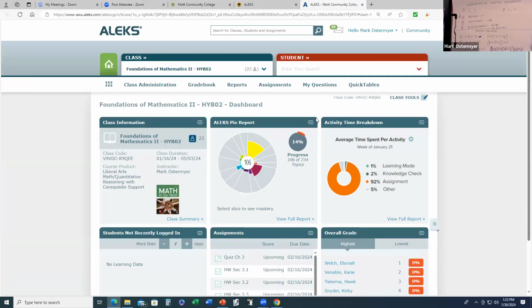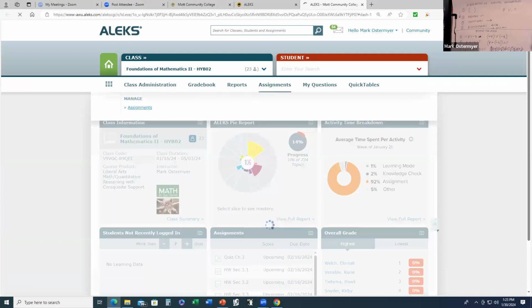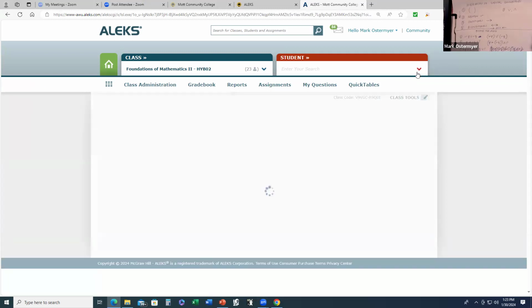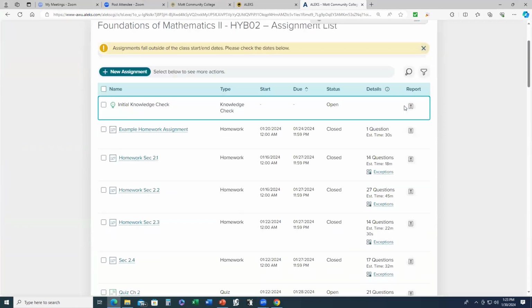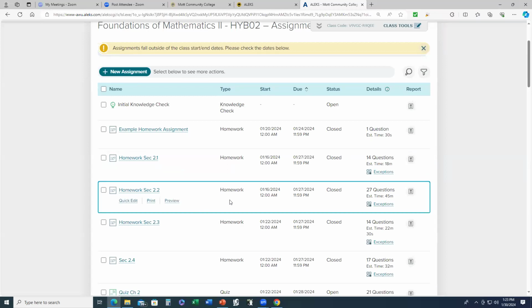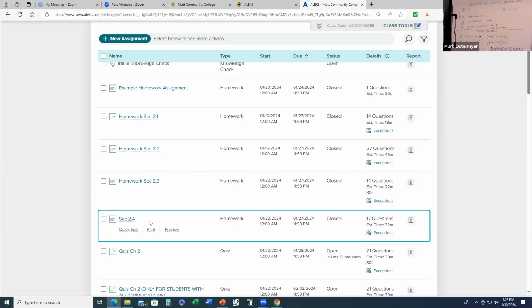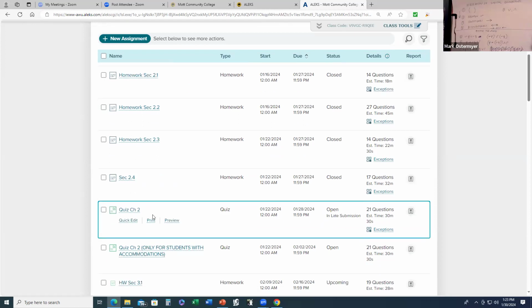Somebody indicated that some assignments are not open. Which ones are not open? Let's take a look here. 2.1 was due January 27th at midnight. 2.2, January 27th at midnight. 2.3, due January 27th at midnight. 2.4, January 27th at midnight. The Chapter 2 quiz was due January 28th at midnight.